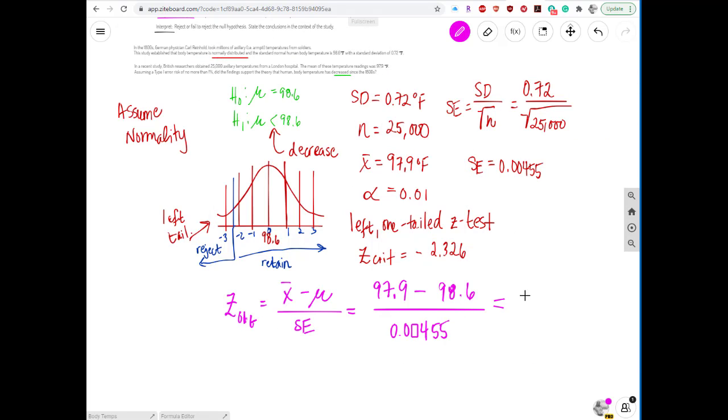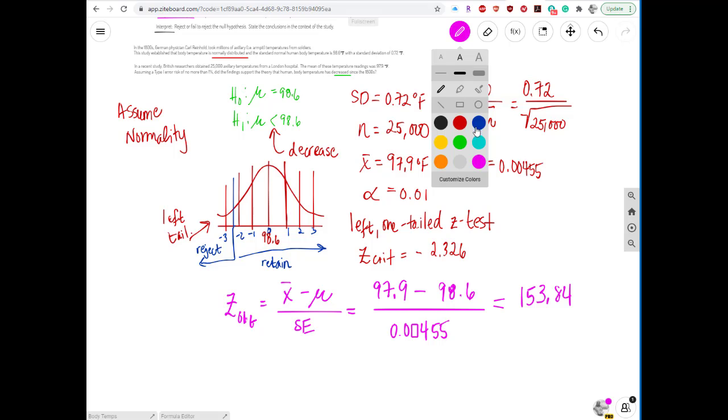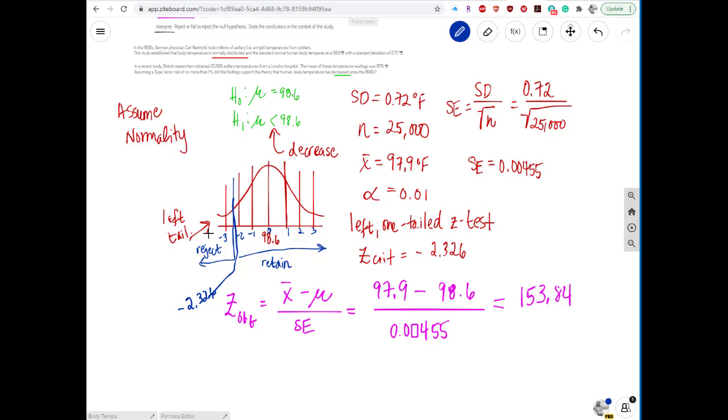Now you're probably thinking, how is that possible? Oh, it's possible. What does it mean? It means that I just had to get past negative 2.326, right? That was this line right here. That was negative 2.326. And not only did I pass it, but I way passed it. I'm all the way out here, somewhere out here at negative 153.84, right? This is negative. Got so excited I forgot to write the negative sign. So it's all the way out there. Very, very different from the mean.